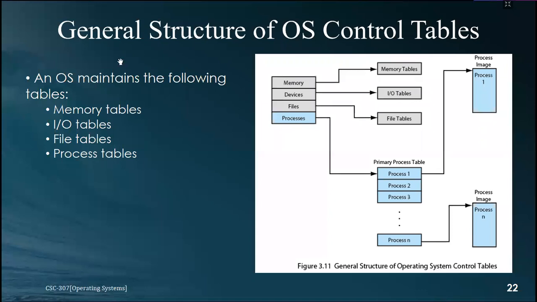The operating system maintains this control table. The table has 4 parts: memory table, IO table, file table, and the process table. Each of these tables, as you can see, memory, device, file, and process, contains different information. The memory table contains information about all the memories, the IO device table about all IO devices, the file table about all the files stored in the computer, and the process table about all the processes and their image. Now we will see what type of information is stored in these 4 types of tables, and we will see what a process image is. Then we are done with today's class.